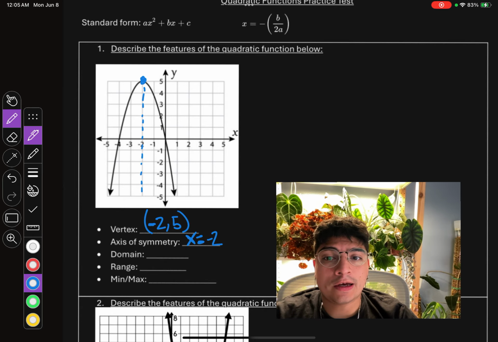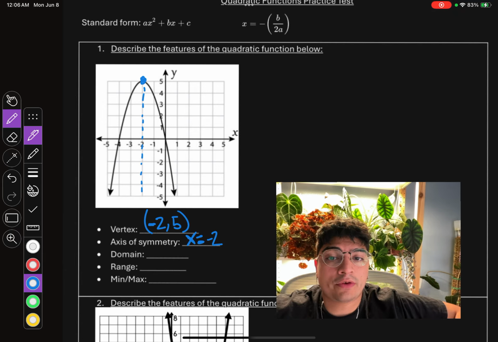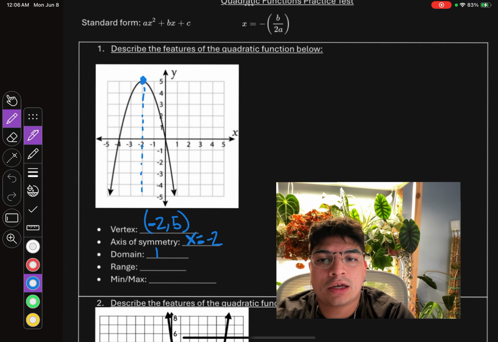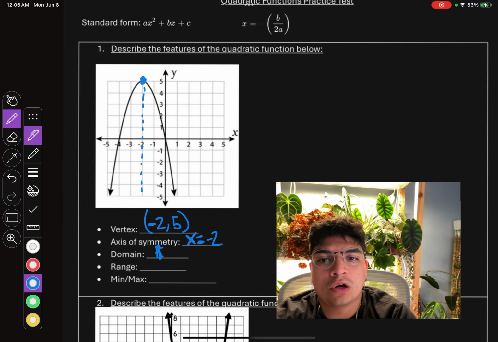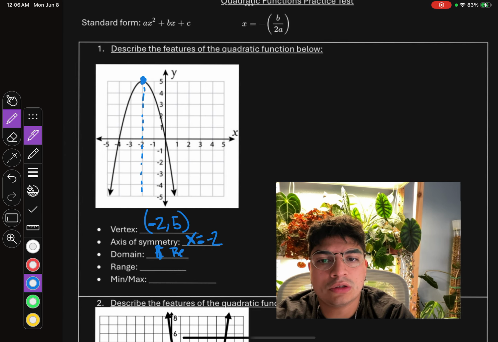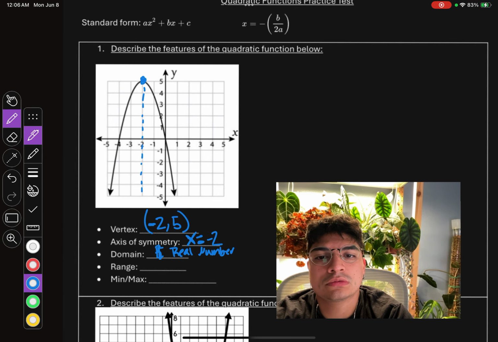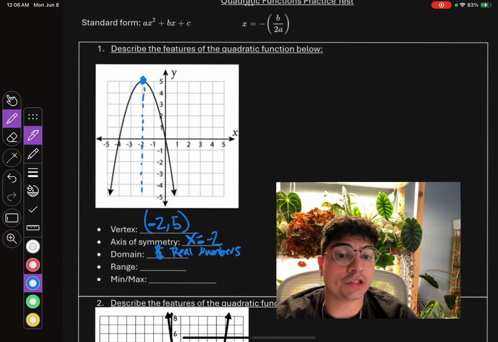The domain, again, is kind of like a trick question because it's a parabola and it goes forever left and right. It is all real numbers. I did a terrible R, but it's all real numbers.